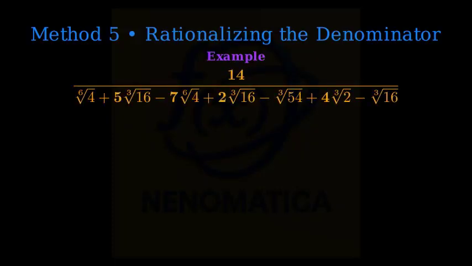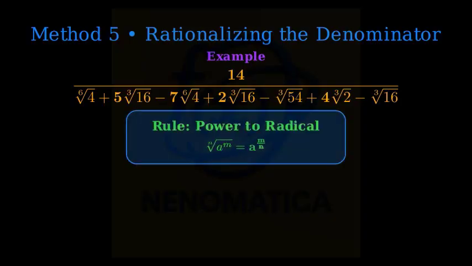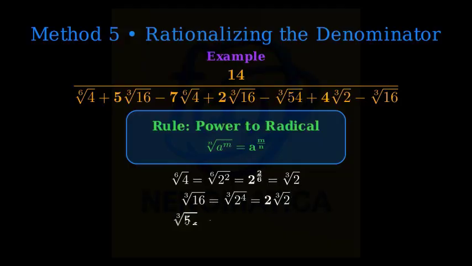Step 1. Rewrite each radical using prime powers so that all terms have the same index. We use the rule, the nth root of a to the m equals a to the m over n. Specifically, 6th root of 4 becomes cube root of 2, cube root of 16 becomes 2 times cube root of 2, and cube root of 54 becomes 3 times cube root of 2.